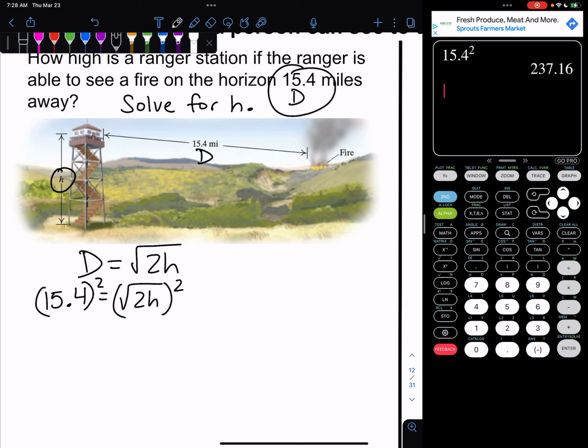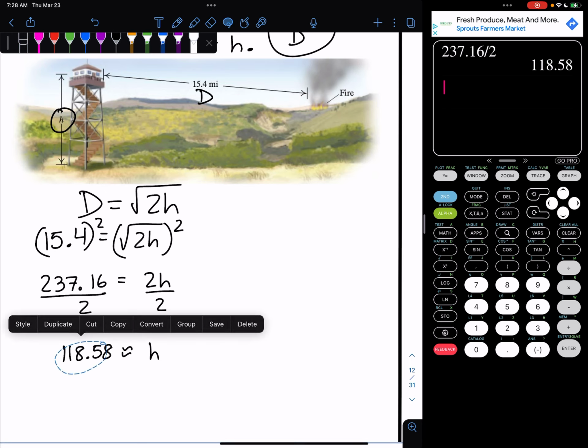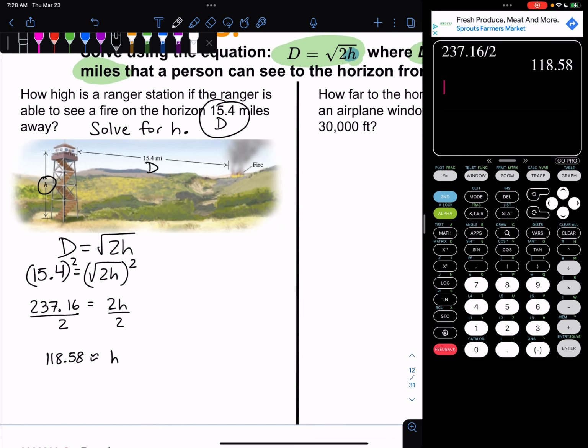Squared is 237.16 is equal to 2h divided by 2 on both sides. h is really approximately equal to, oh, nope, that's not what I wanted. 237.16 divided by 2 is 118.58. All right, so h. Solve for h.